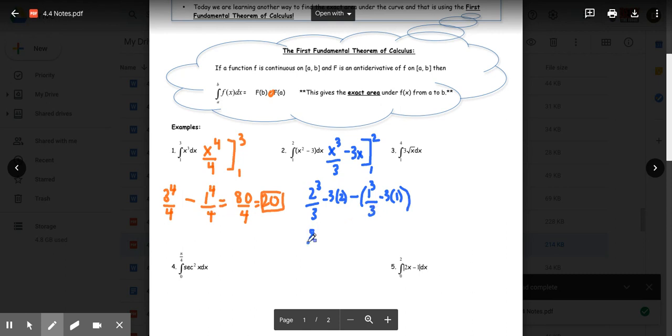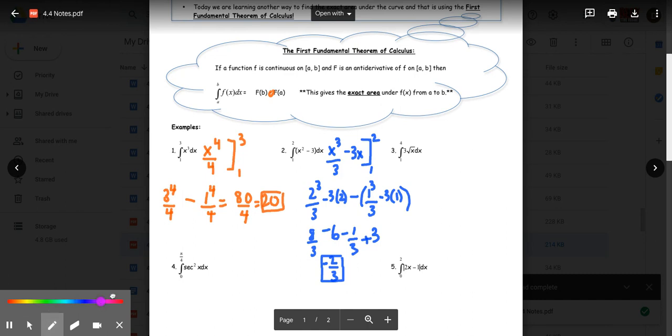So this ends up being 8/3 minus 6 minus 1/3 plus 3. I'm distributing the negative for the second part here. And this ends up being negative 2/3 as your area under the curve. The reason why it's negative is because there's more area below the x-axis than above.